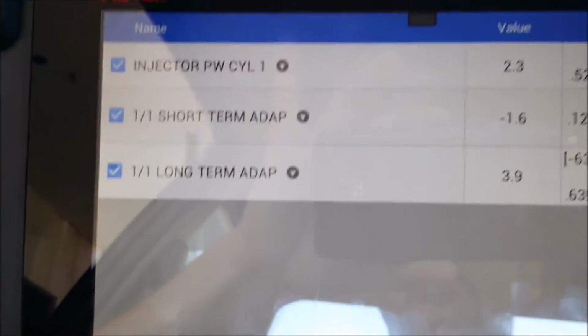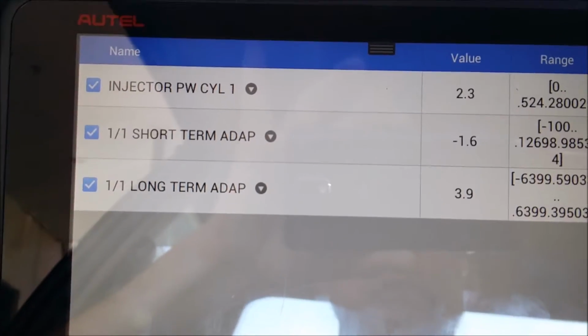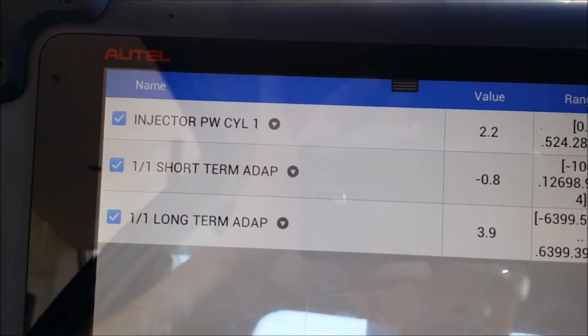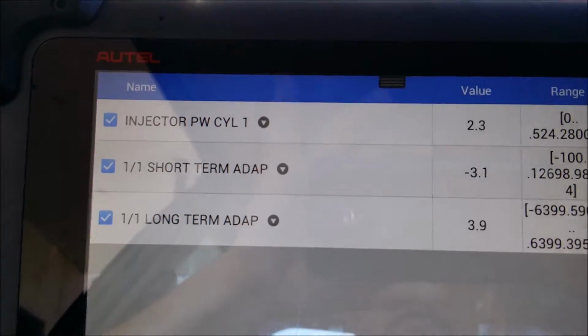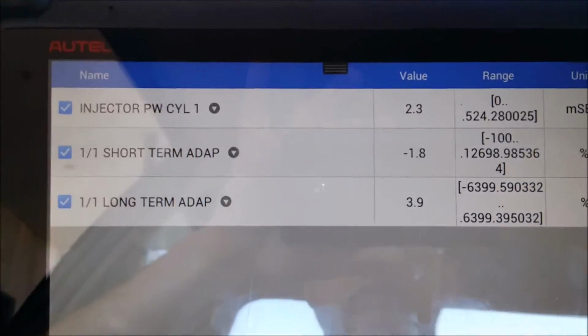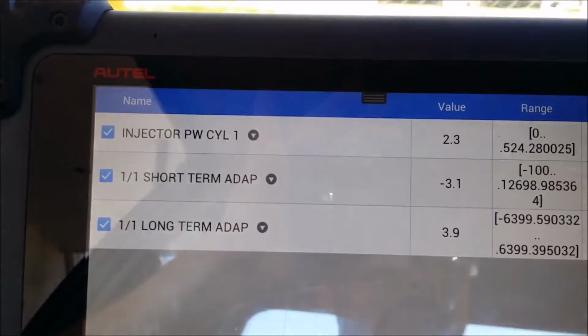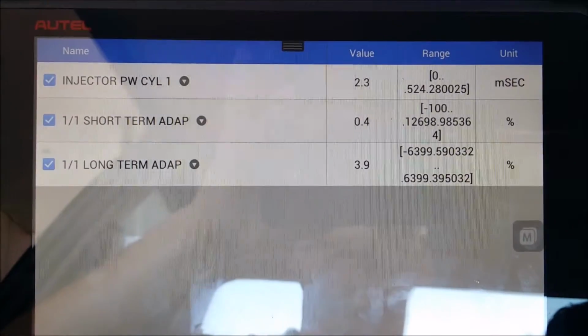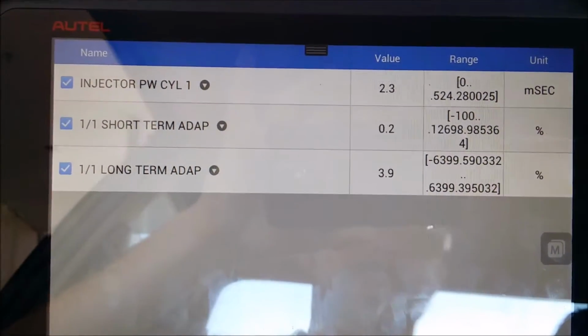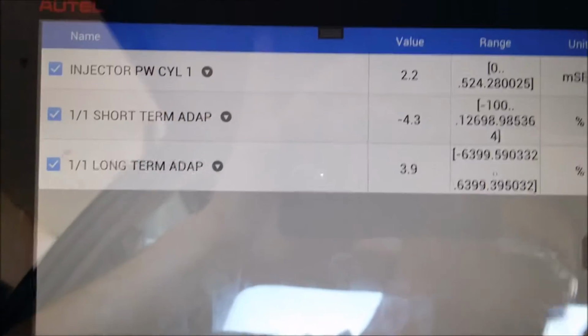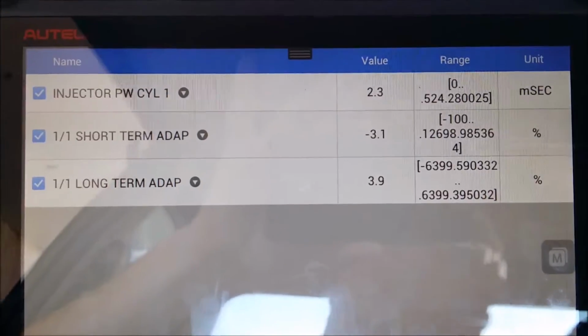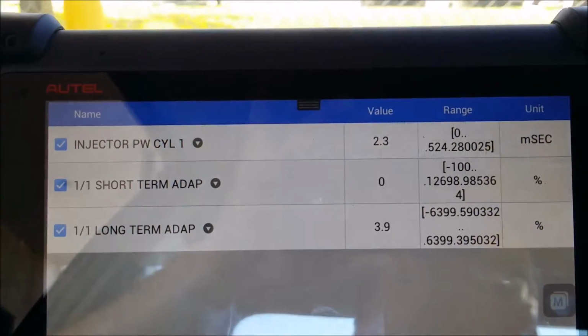Now, things that can cause lean mixtures are a vacuum leak, too much air, not enough fuel. Rich mixture is just the opposite: not enough air, too much fuel. So it can be a leaky injector, things like that. Or also if your mass airflow sensor isn't working.